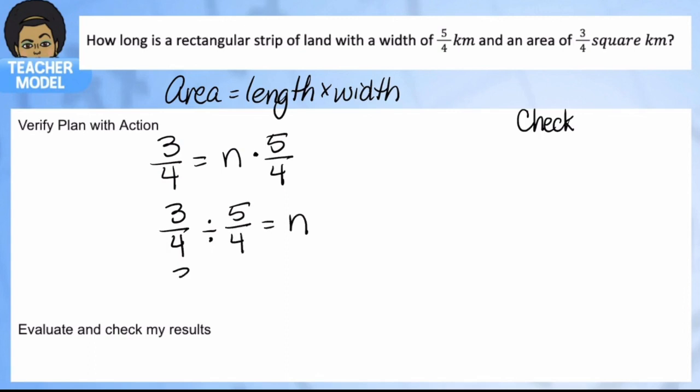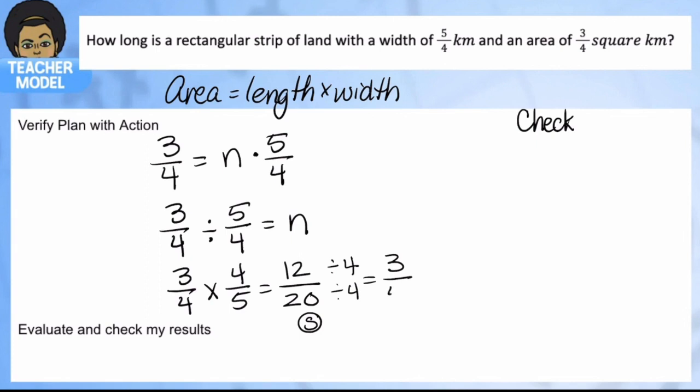We know how to divide fractions. We're going to multiply 3/4 by the reciprocal, 4/5, and we get 12 over 20. You can always go back to another video lesson if you don't remember how to divide with fractions. Now, I want to simplify this fraction by its common factor, which in this case is 4. That's our greatest common factor. And I get 3/5. So that is my length, 3/5 what?